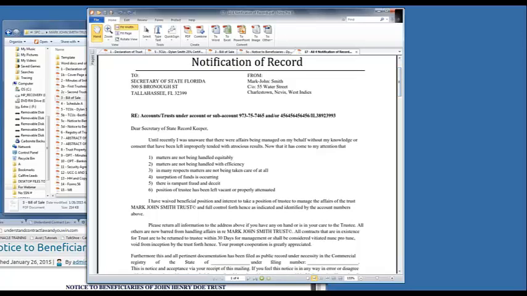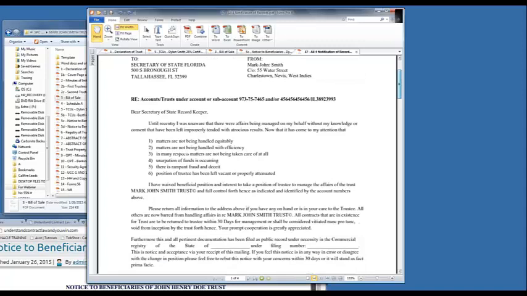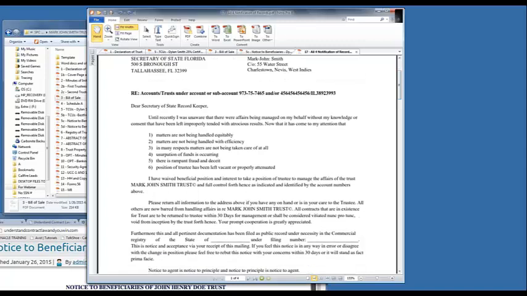Okay? This is what you can send. This is what people send. This is the process. Until recently, I was unaware that there were affairs being managed on my behalf without my knowledge or consent that have been left poorly tended to with atrocious results. Now that it has come to my attention that matters of the trust, right? Matters have not been handled equitably. Matters are not being handled with efficiency. In many respects, matters are not being taken care of at all.